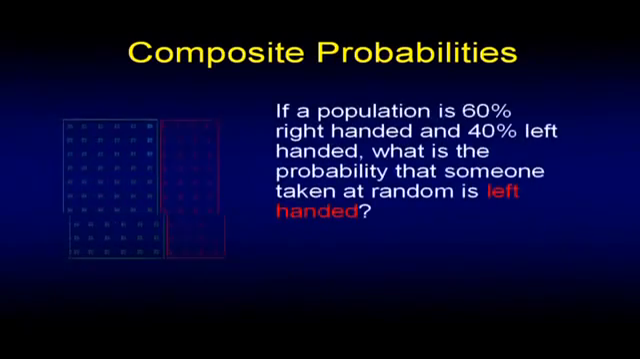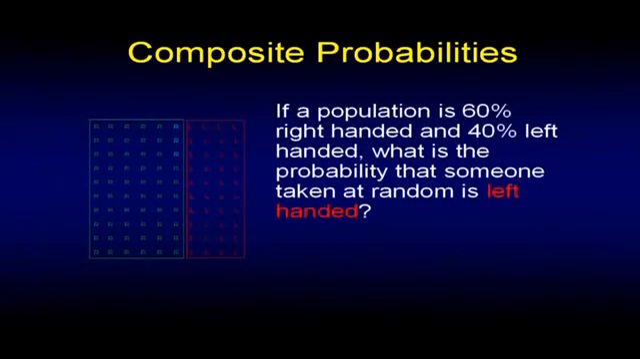Okay, let's assume I have a population of 60% right-handed people and 40% left-handed. And for these discussions, let's assume that they're uniformly distributed. What is the probability that someone selected at random is left-handed? Well, same thing, 40%, right?